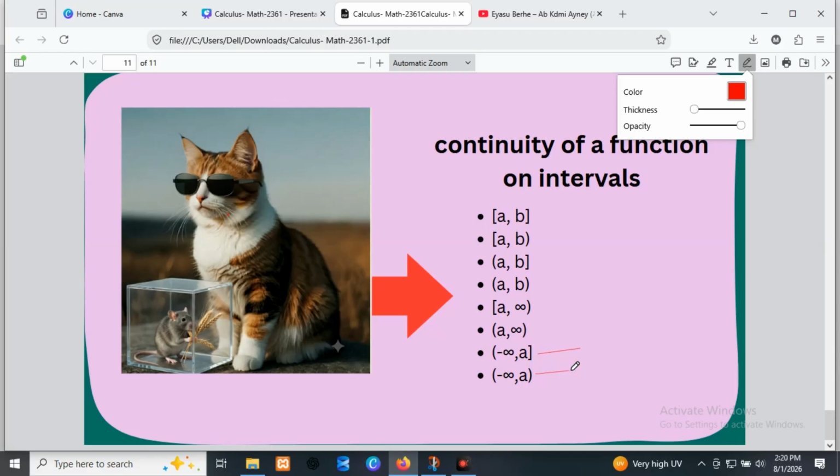Again, from the picture, what is the relation between this picture and the intervals? We have here a cat and a rat. The rat is under a cup prism, which contains a circle. So it is closed. So the cat cannot attack the rat, but simply it can be seen. So the life of the rat is continuous.